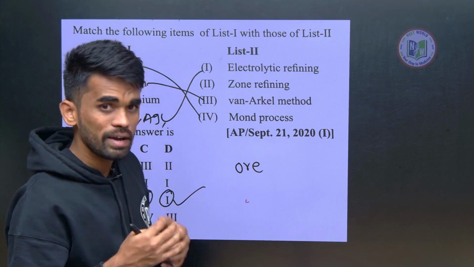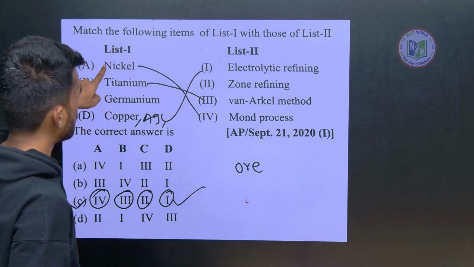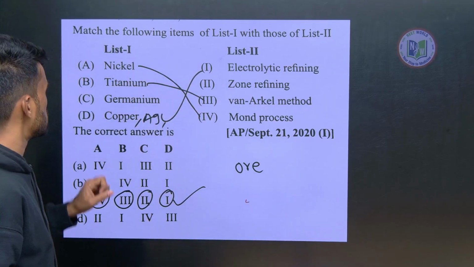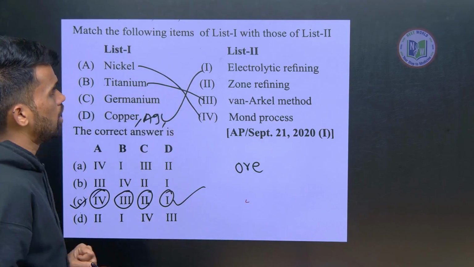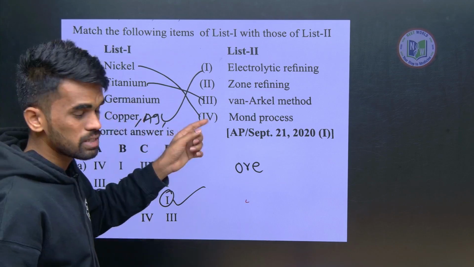And the next, refining process. For which metal, what is the refining process? For example, for nickel we have seen Mond's process. For titanium we are saying Van Arkel's process, like that. So we need to remember these things also.